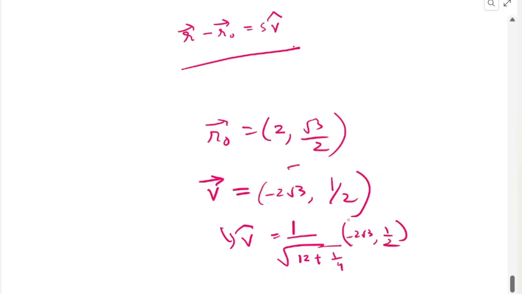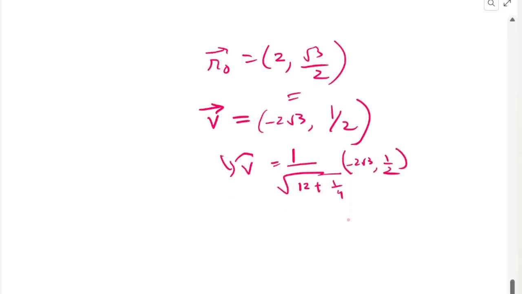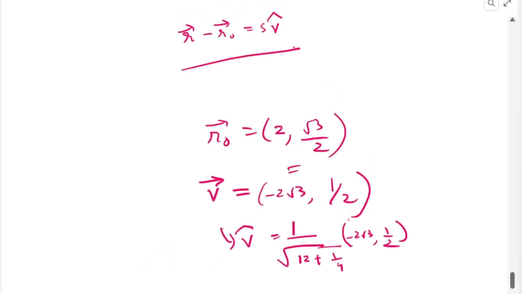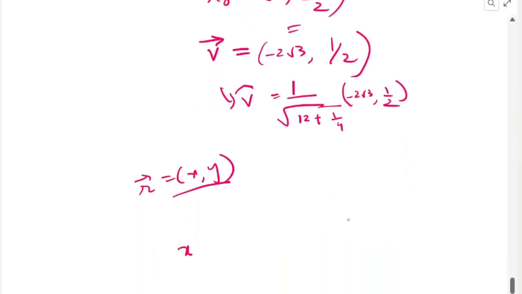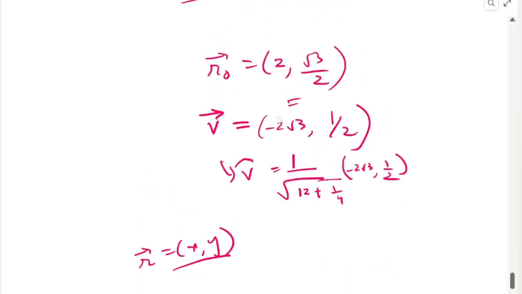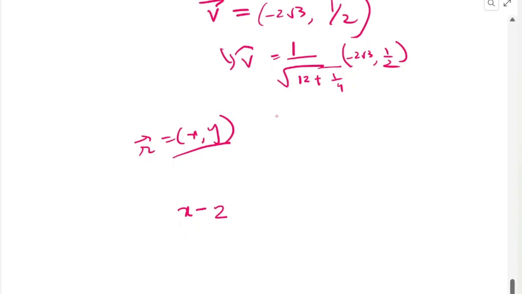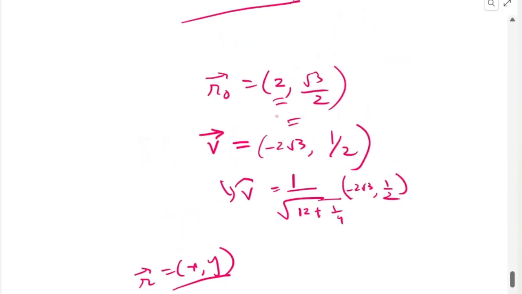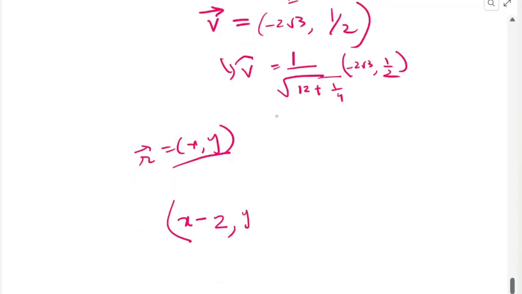R minus R0 you can get from here. R means X comma Y, you may say. So from here you can take out R minus R0, meaning two components: X minus 2 comma Y minus root 3 by 2 equals S. So this is actually your parameter.